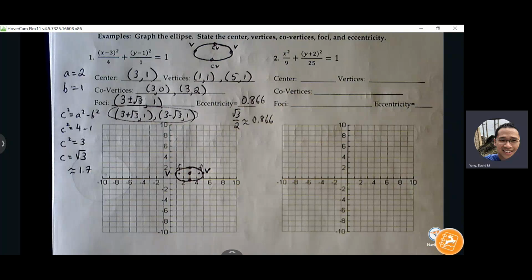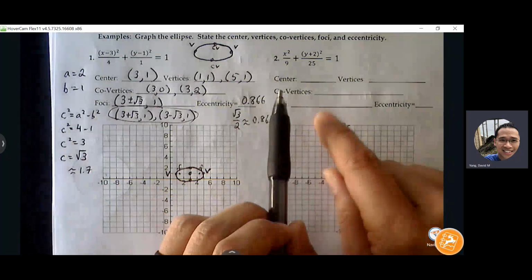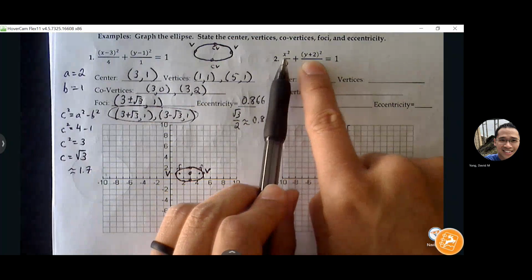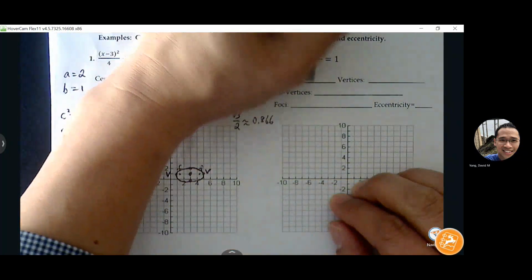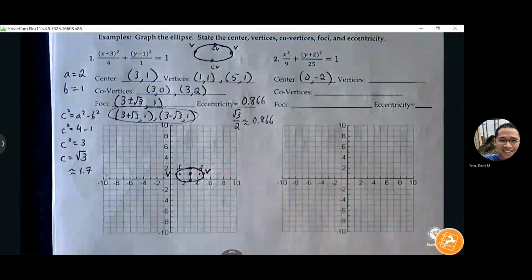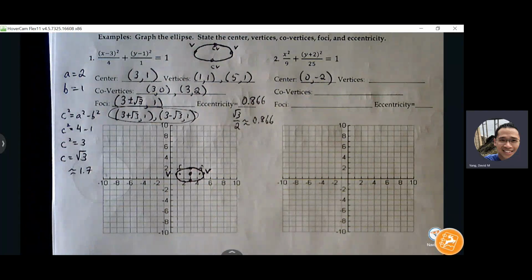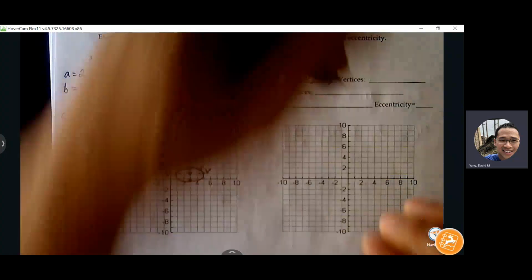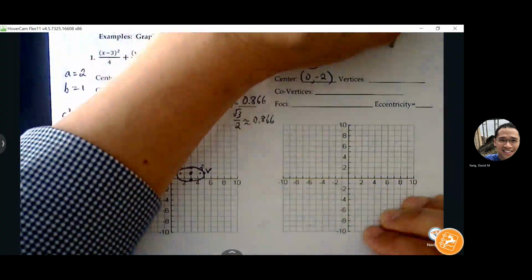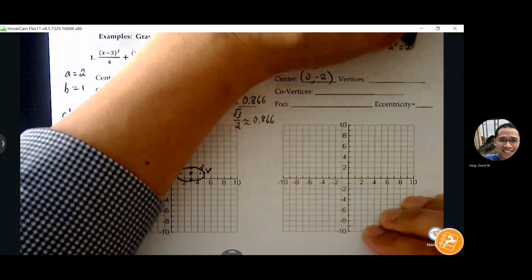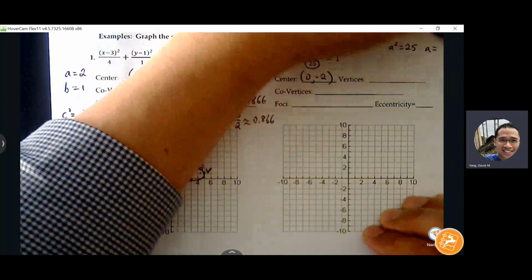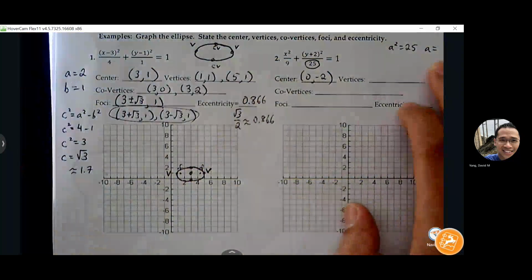All right, number 2. Let's start with the center. What's the center going to be? (0, -2). Okay. Look at the denominator. Which is the larger value? 25. So that is going to be related to your A value. Yep, square root. So therefore A equals what? 5.